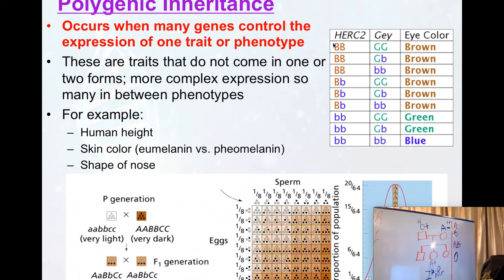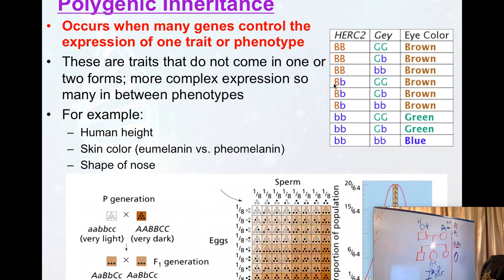And if you notice that for this one gene, there are two alleles. One, big B, is brown, and the other, little b, is blue. So if you're big B, that would lean you more towards being brown. If you're little b, that would lean you more towards being blue. That's one gene. But then another gene that's important for eye color is GEY. So you see how green is dominant over blue. So big G is green, and then little b is blue.